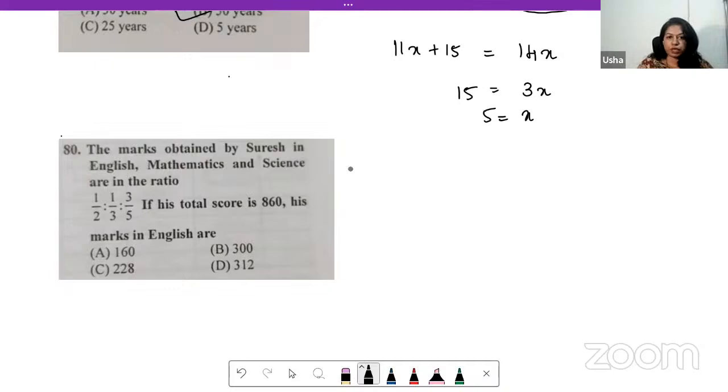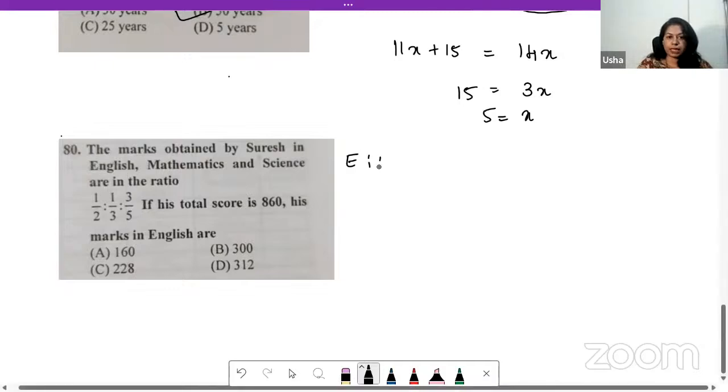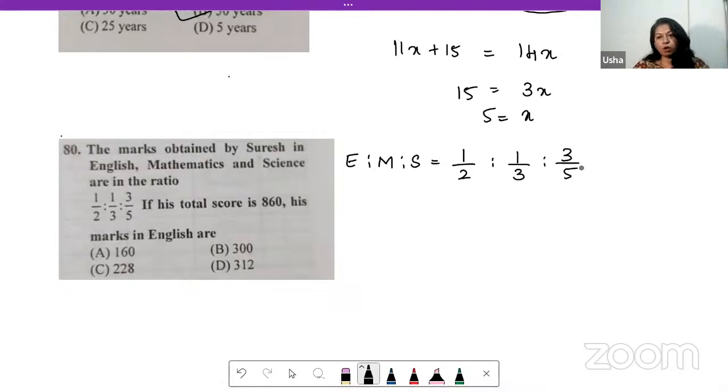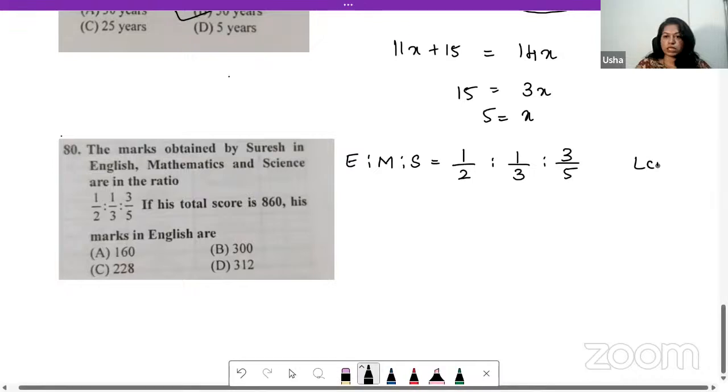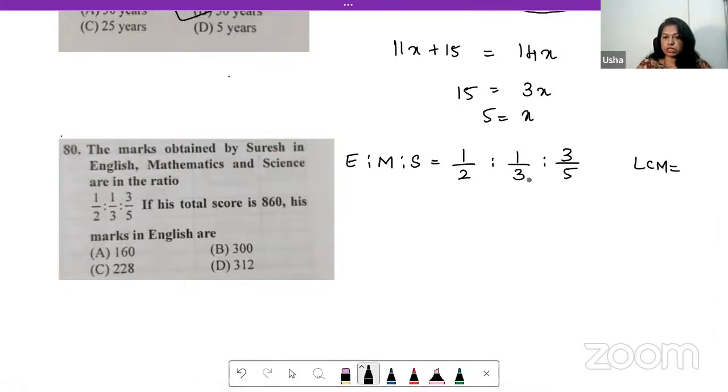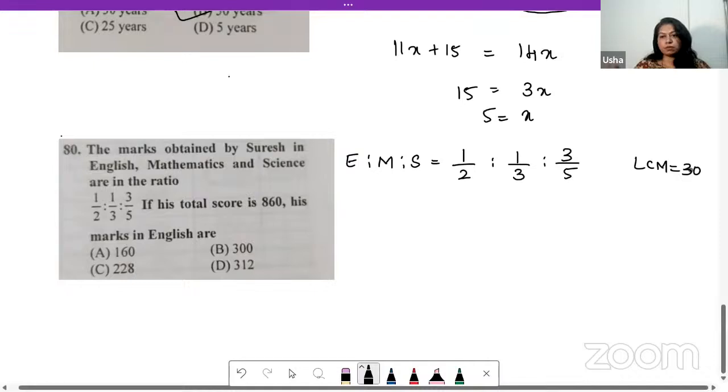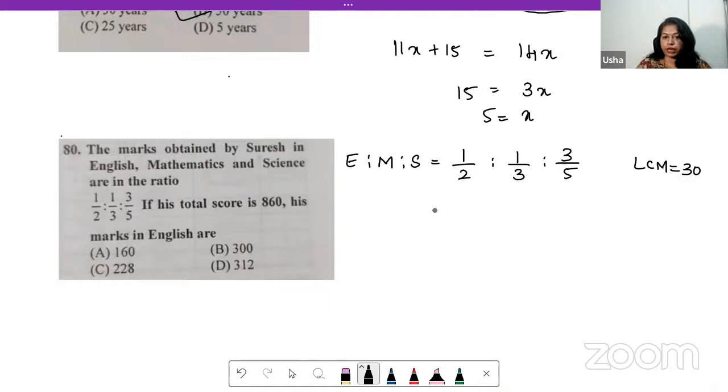So what is the ratio of English, Maths, and Science? It is 1 by 2 is to 1 by 3 is to 3 by 5. We cannot have fractions. First, remove fractions. For this, take LCM of the denominators. So what is LCM of the denominators here? None of the numbers are divisible, so we just multiply all this. 2 into 3 is 6, 6 into 5 is 30. LCM is 30. Now, multiply each of the fractions with 30 and write.